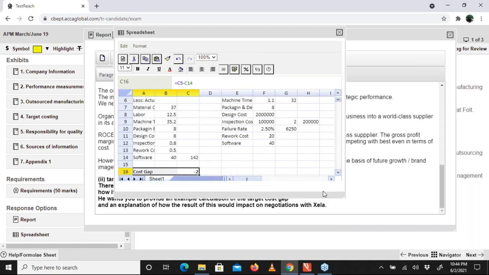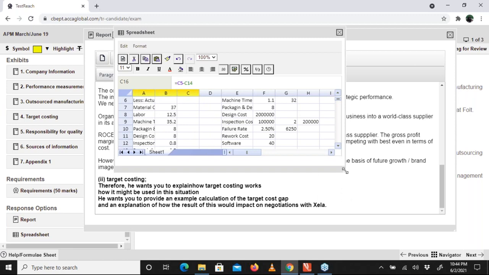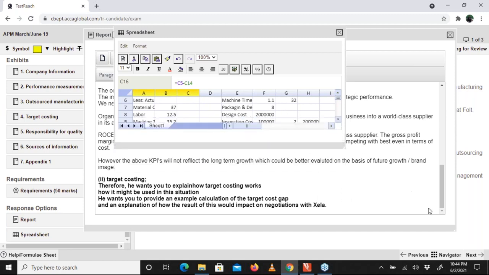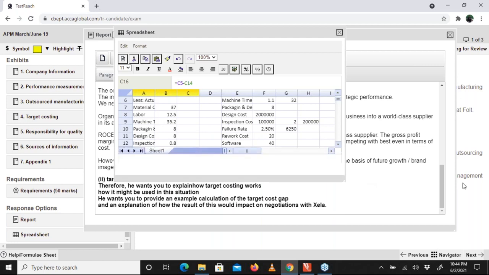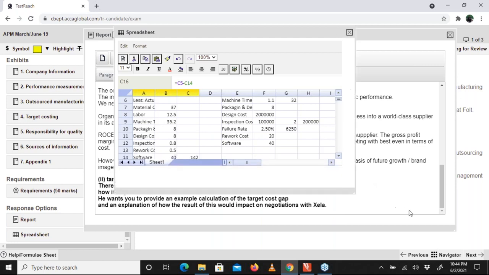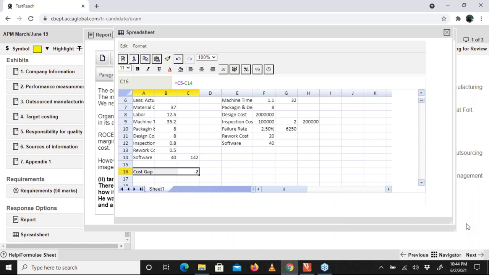I'm trying to increase the size. I don't know, something is wrong with it. I'm unable to increase it diagonally. But anyways, oh yes, now I can do it. Thank you.